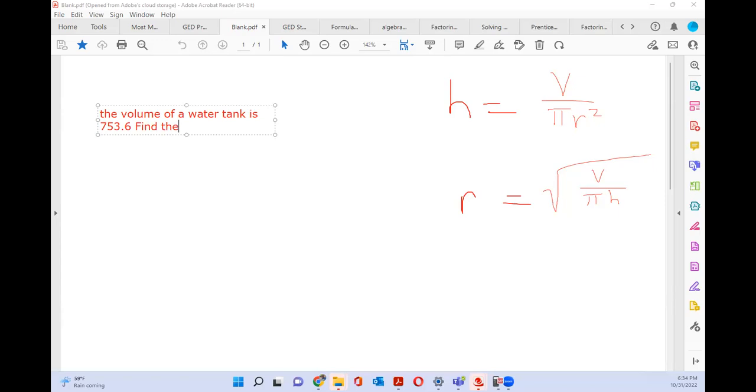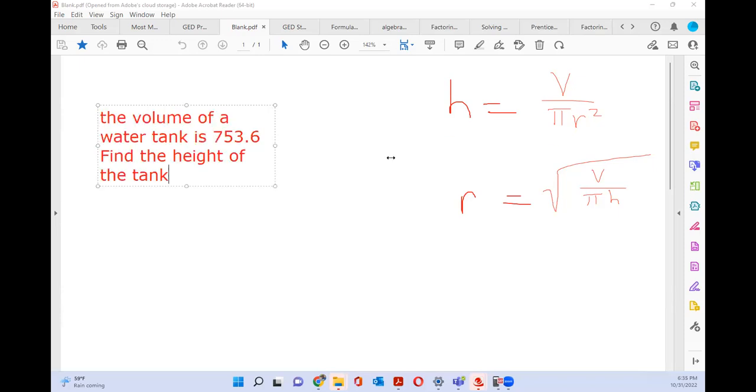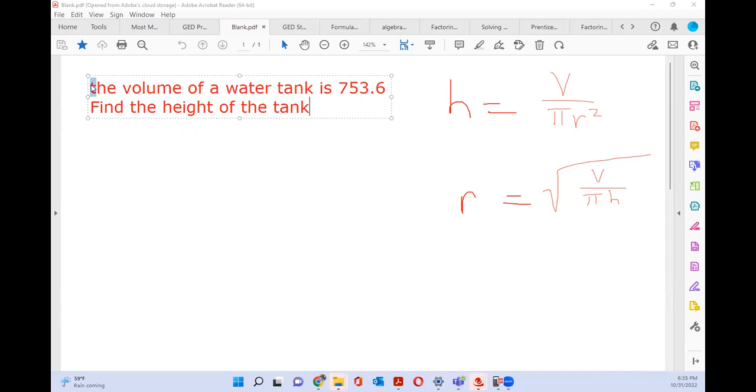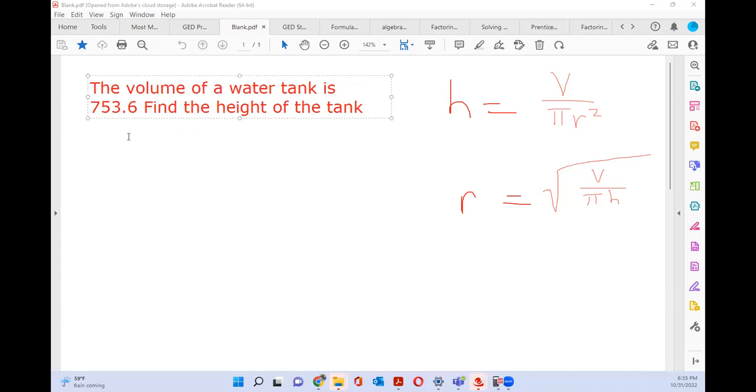Find the height of the tank. Make that a little bit bigger. Make it 36. Move this over. The volume of a water tank is 753.6 cubic feet. The radius is 4 feet. Find the height of the tank.